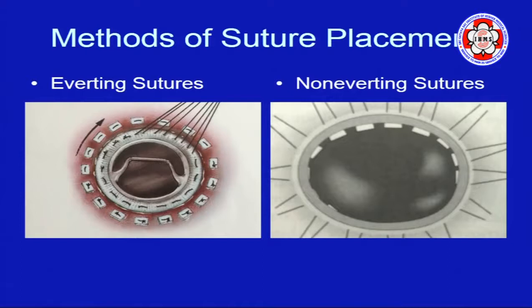So this is basically everting sutures. The pledgets on the left atrial side, non-everting, the pledgets on the LV side.